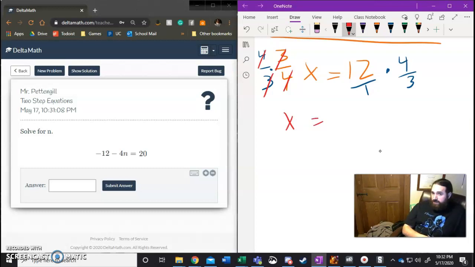3 and 12 can both be divided by the number 3. So that's a 4, and that's gone. 4 times 4 is 16. That's kind of how you deal with fractions around variables. Decimals, you just multiply or divide the decimal. It's a bit of a nuisance, but it's pretty doable.